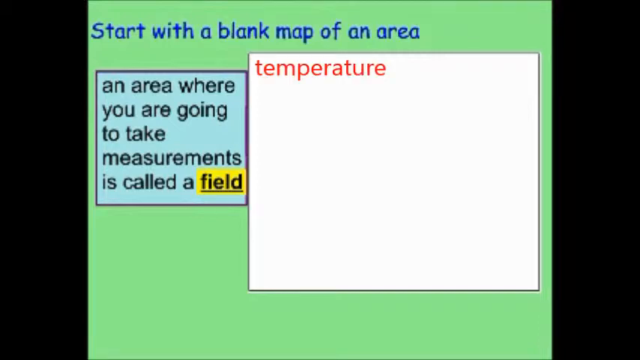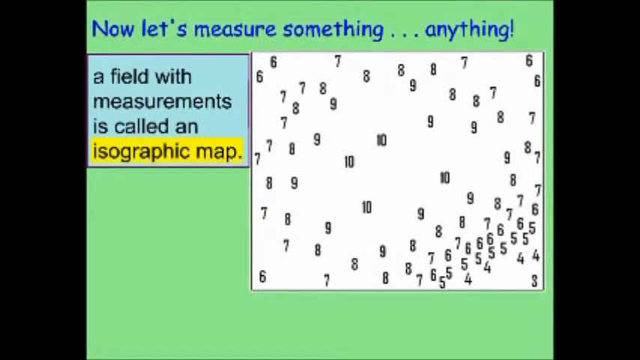It could be temperature, air pressure, elevation, humidity. It doesn't matter because the way that you read an isographic map is the same no matter what you're measuring. Now if we fill up a field with those measurements, we call it an isographic map. Now there are 4 general rules for reading an isographic map.